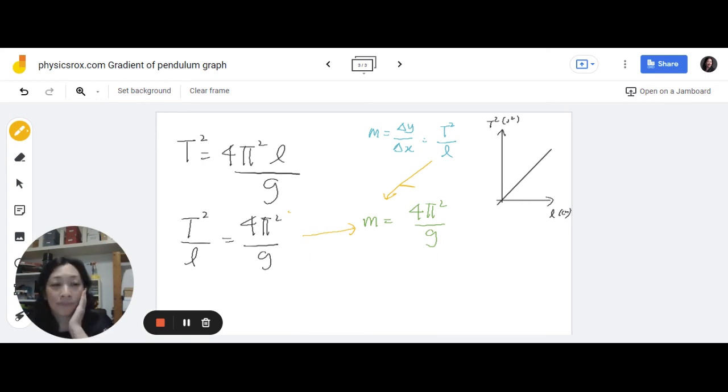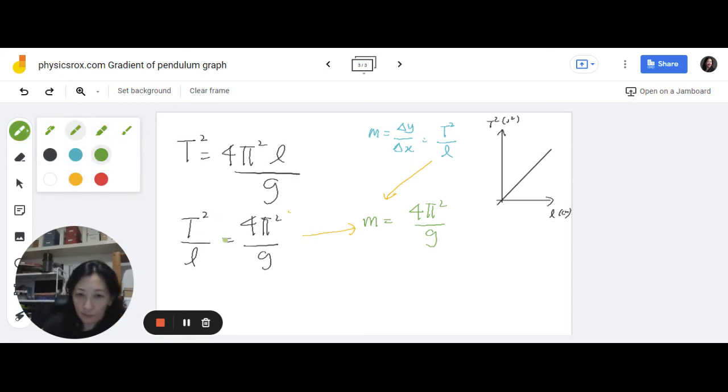So what's the purpose of this? The purpose is so that we can calculate the value of G. I got a bit excited just now. So how do we calculate it? If we look at what you have counted, you've already calculated the value of M in the slide we saw just now. So how you calculate the value of G is you swap this position, and G becomes equal to 4 pi squared over M.